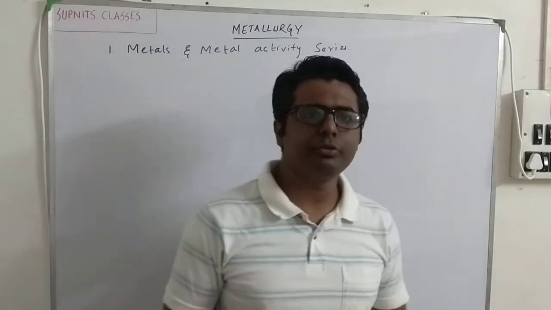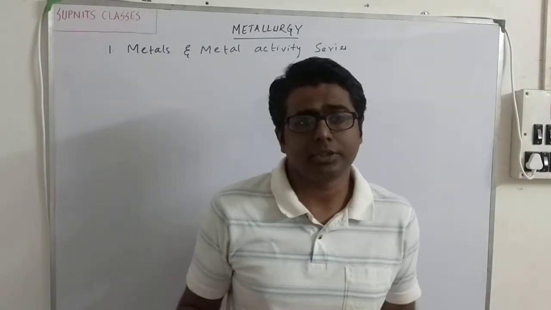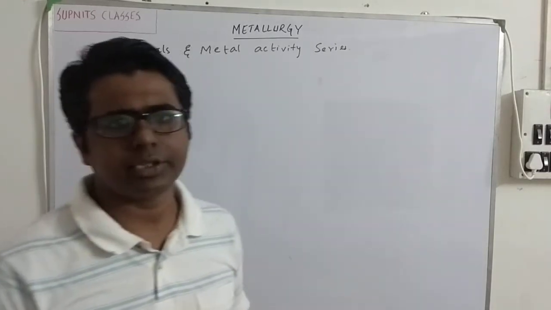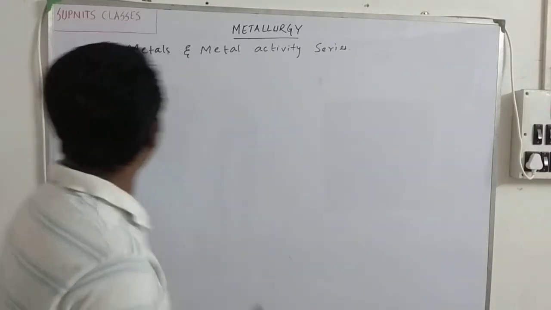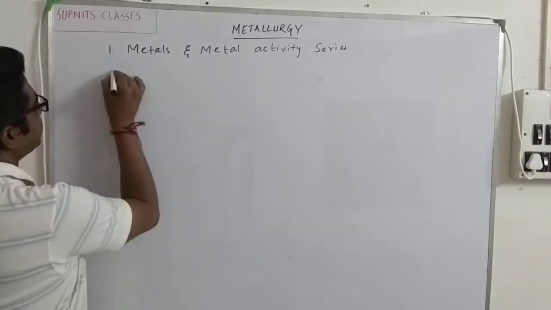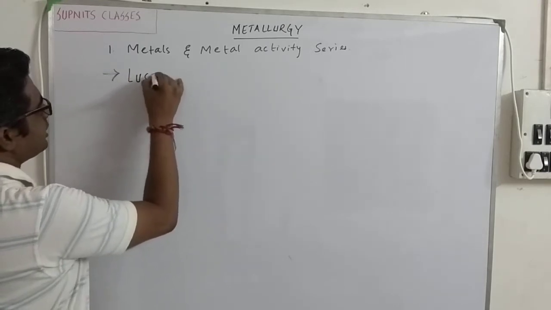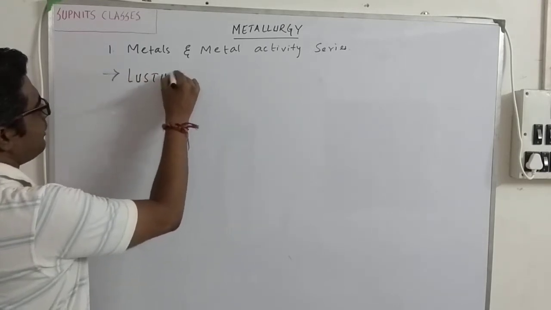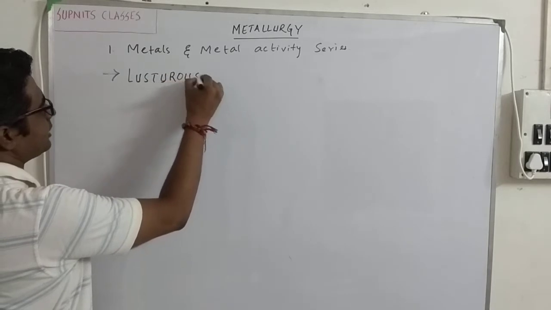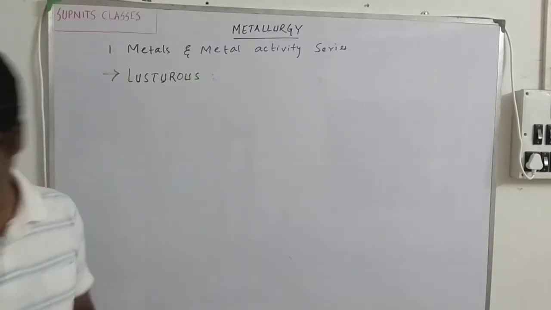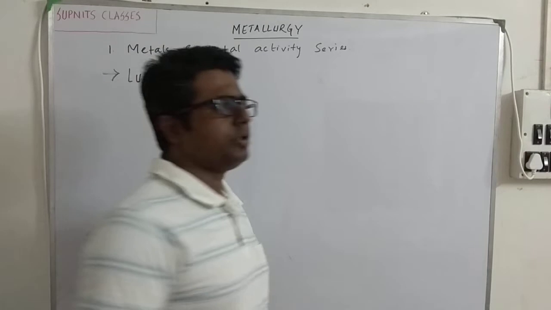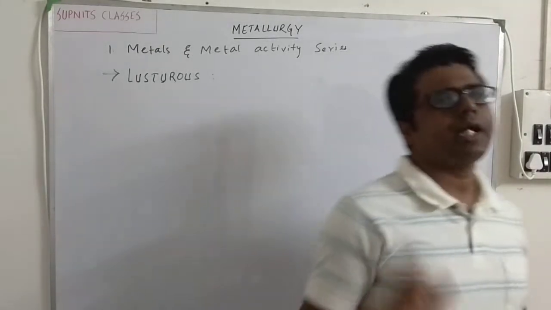So if you take a piece of silver, it shines, it's lustrous. Take gold, it shines, it's lustrous. So normally the metals are lustrous. The first point is: metals are lustrous. So normally we can say that the metals are having luster.